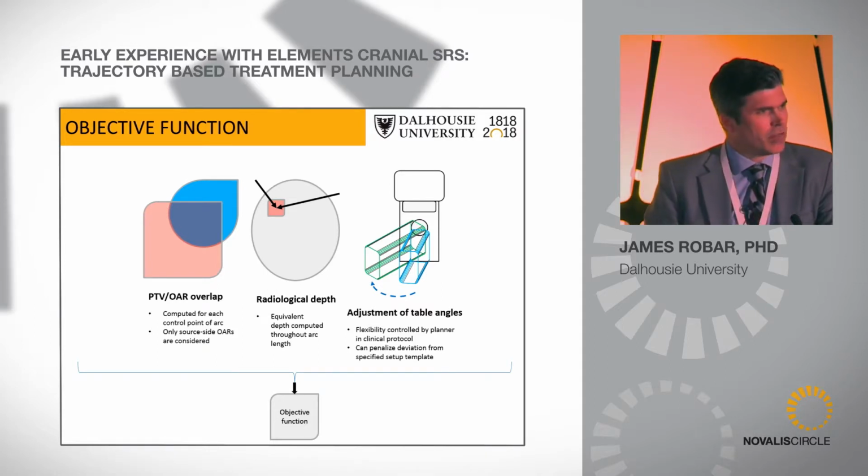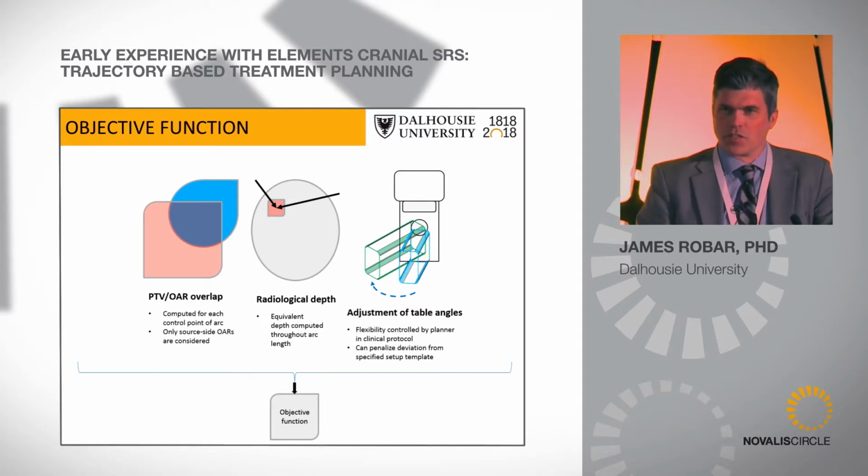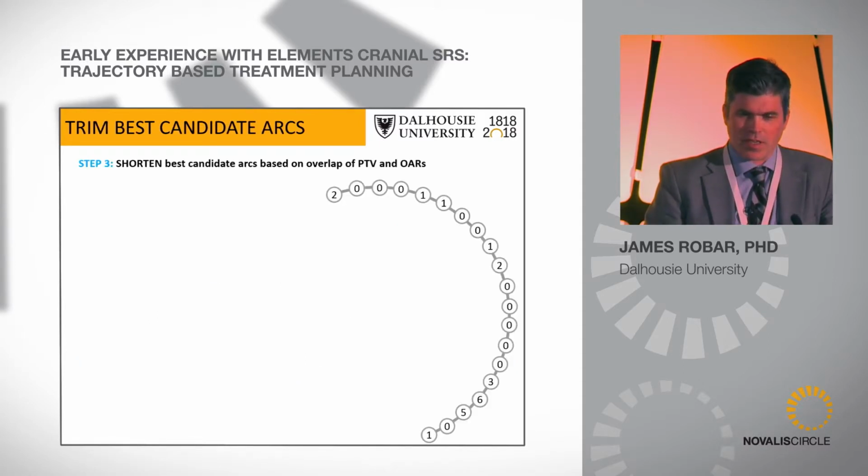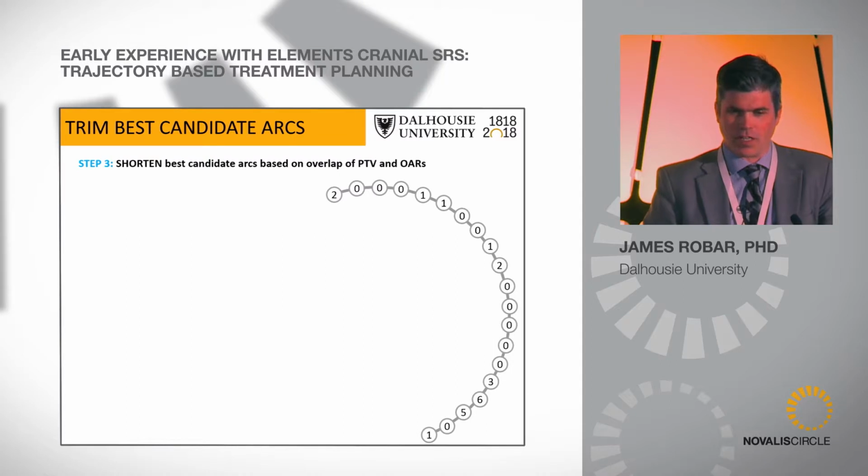So now we have optimized couch angles and move on to step 3. It could be that the gantry arc span at each of those couch angles is not optimal from the template. And I thought I would try to explain this to you because it's really kind of interesting. And this is some of the under-the-hood innovation in Cranial Elements.